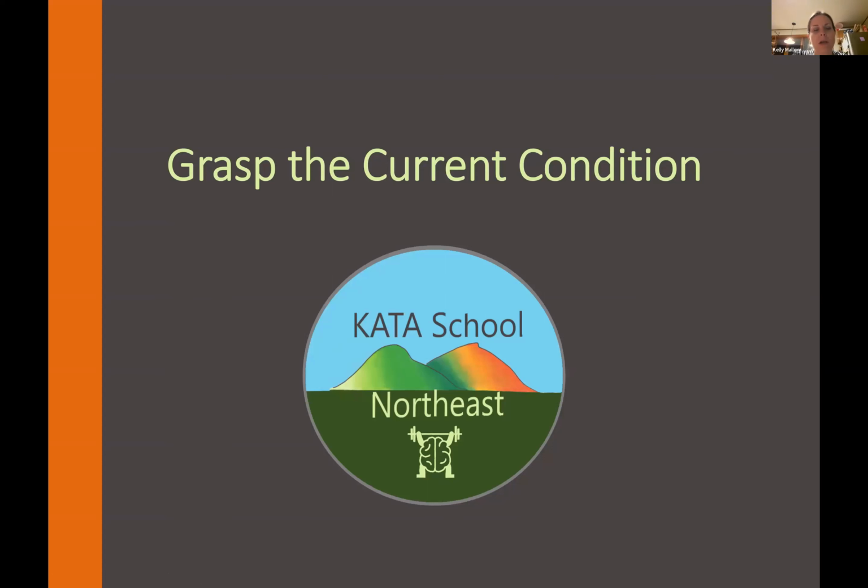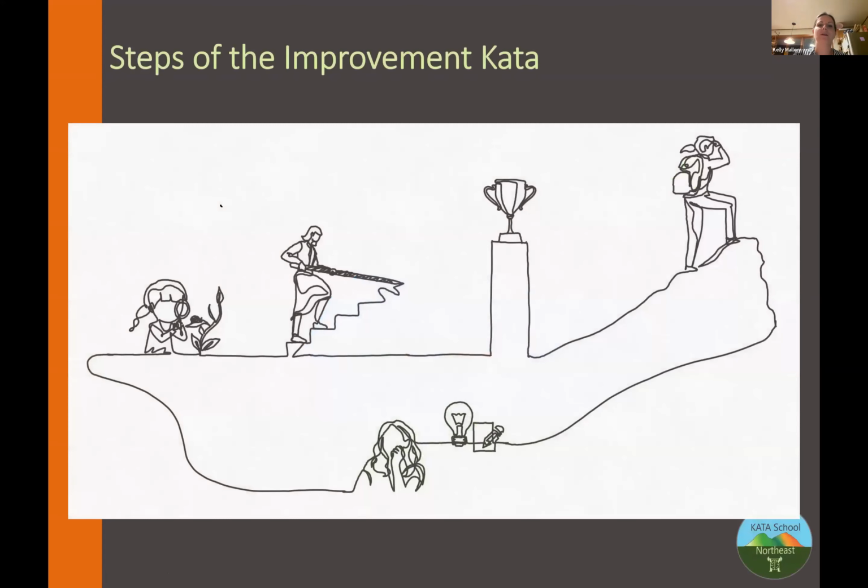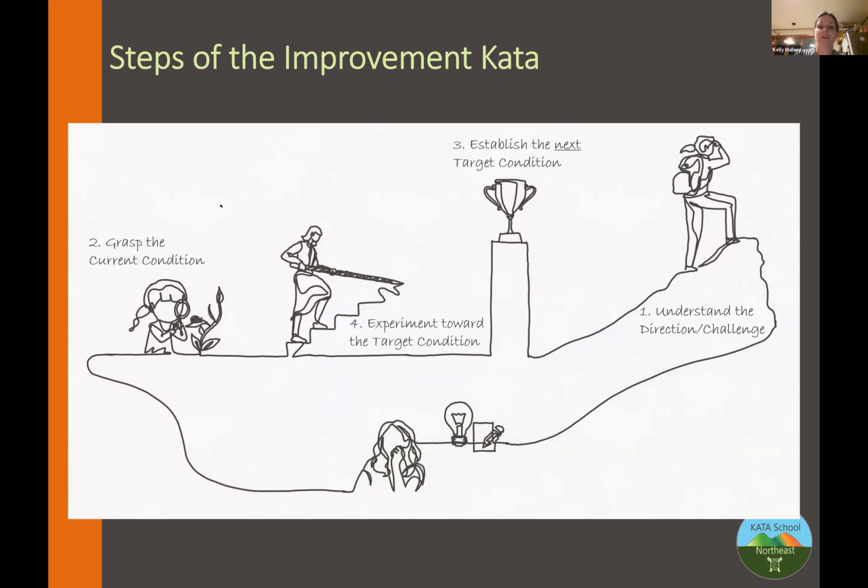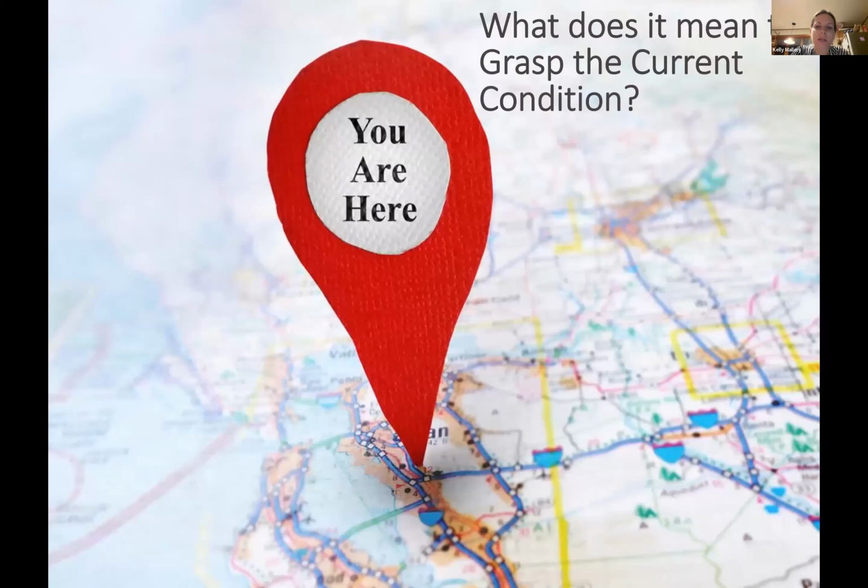Today, we're going to be talking about grasping the current condition. Grasping the current condition is step 2 of the Improvement Kata and should only happen after you have fully understood your direction or challenge. It is all about understanding where you are now in the context of your challenge.